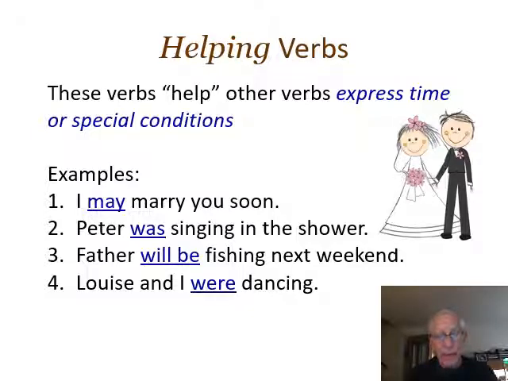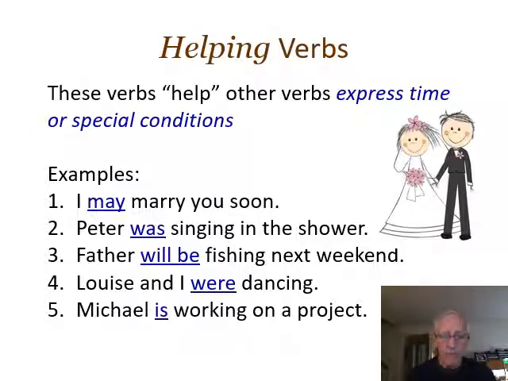Louise and I, there we have more than one subject, that's fine. Louise and I were dancing, I'm using a plural verb, and it indicates a past tense. Maybe we were at a party or something and we were dancing. We're not dancing right now though. Michael is working on a project. That's present tense. He might be working on a school project or a project of his own or an engineering project, who knows. But he is currently working on it. Is is helping. Working is the verb.